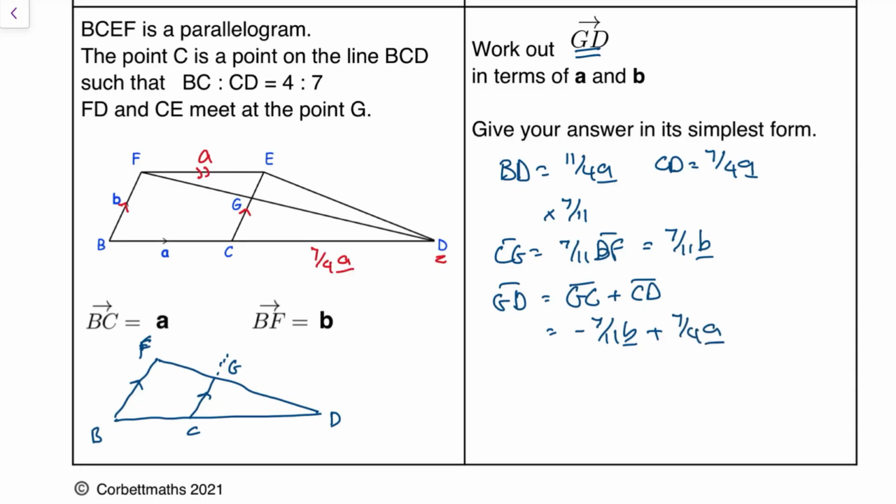And that's my answer. I could rearrange it if you want, just to put it in alphabetical order. So 7/4 of A minus 7/11 of B. And that's it. I'm happy with that. And again, the method I used there, it's a bit of a fluke. I happen to be doing it at the moment in class, but it's a really quick method because I'm using the idea I understand about similar triangles and how things work.